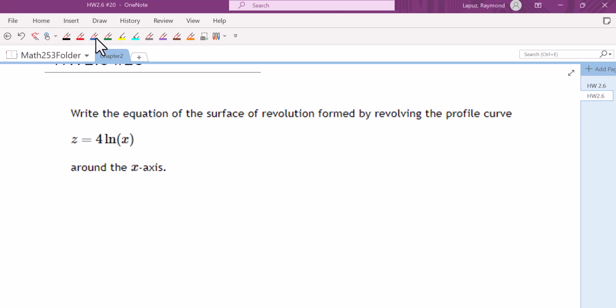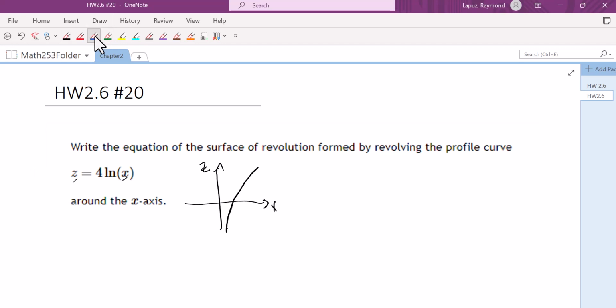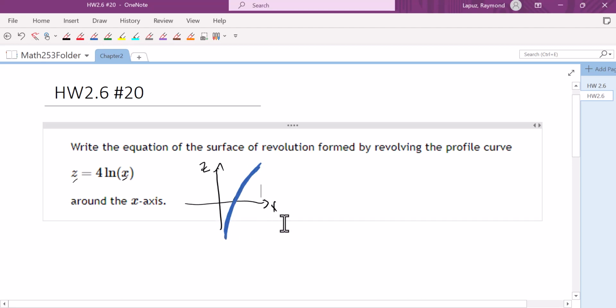If we take a look at this profile curve, we will see just a simple curve on the xz plane, because those are the variables, and I'll take z as the dependent variable, the vertical axis. The ln function looks like this. The 4 ln function would be like the ln function that's been stretched out. So let's draw that with this color. That is your profile curve.